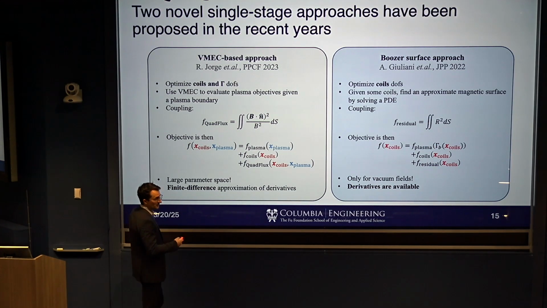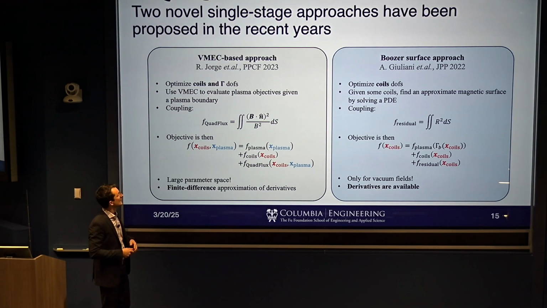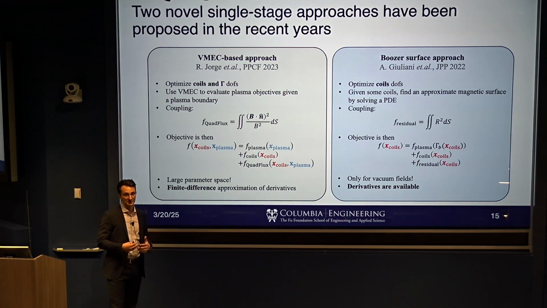Now, the issue with this is that it only works for vacuum fields. So if you want to build a reactor, no luck, you cannot use this. But for our case, CSX has a very small value of beta, so we can use this without issue.